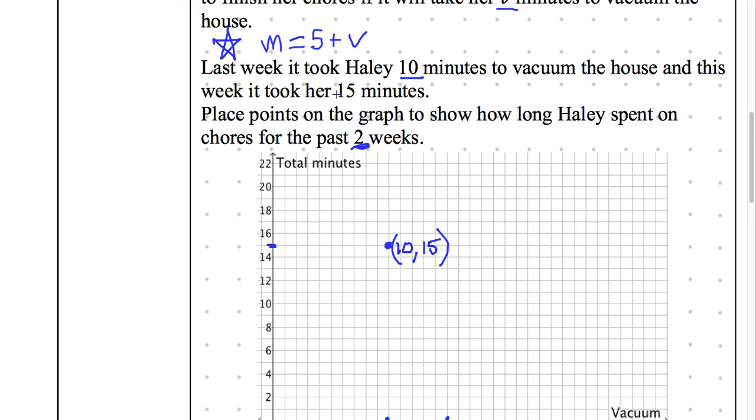All right, Sergio. 15 plus 5 equals 20. So what you did is you plugged in 15 to the value of V. So it's 5 plus 15, which you got 20. So M is 20. I come up here to 20 right here, and this is 15, 20. Those are the 2 points you need to graph.